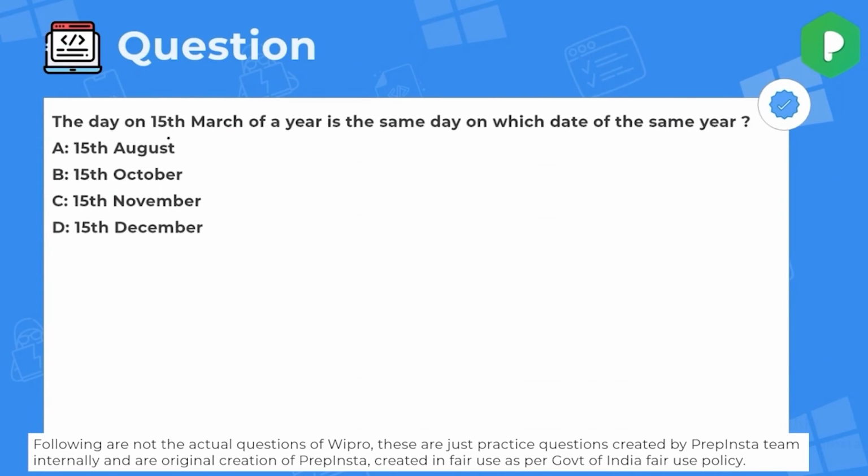The next question: the day on 15th March of a year is the same day on which day of the same year? For this question, I am giving you only 30 seconds of time. So your timer starts now.